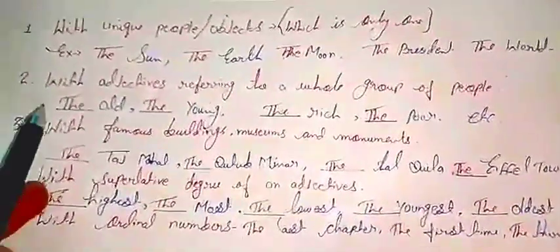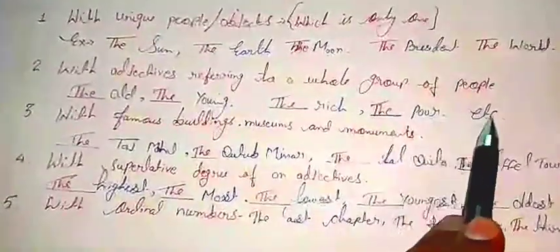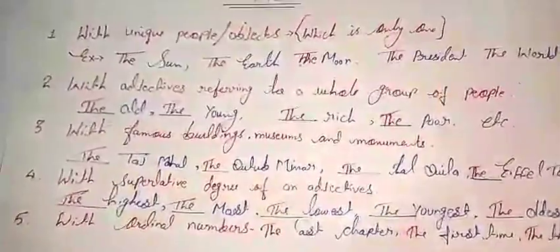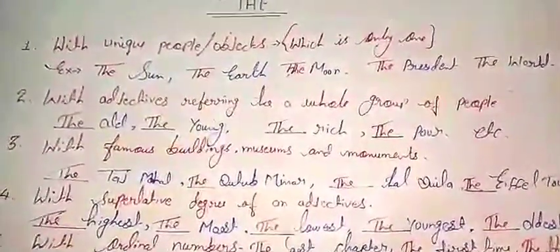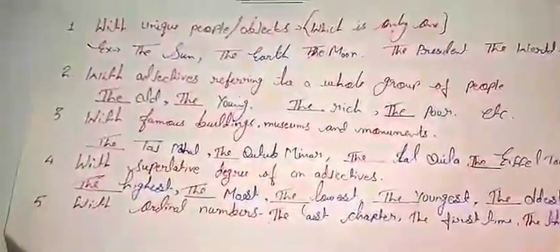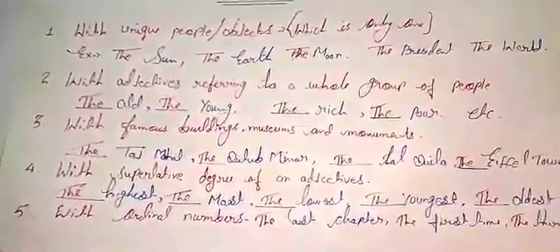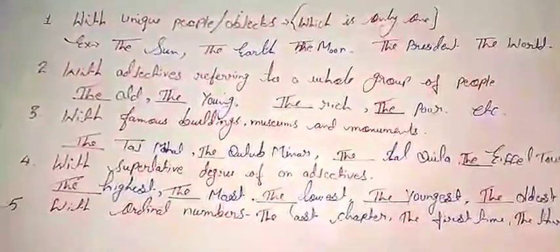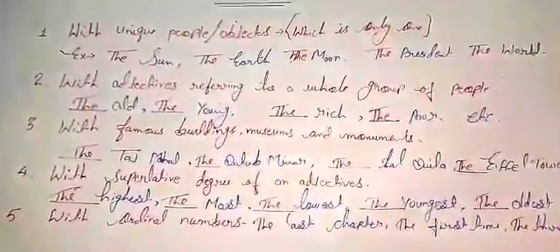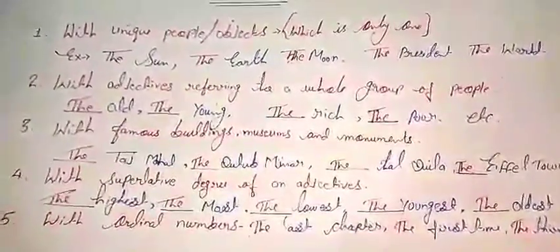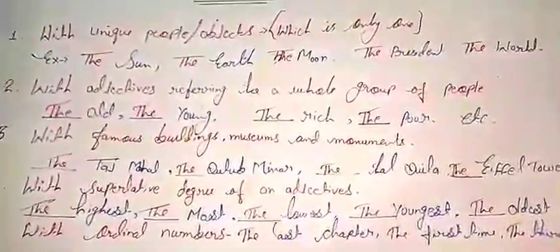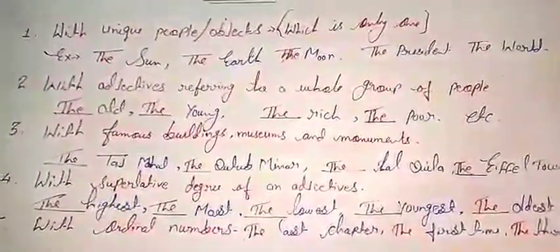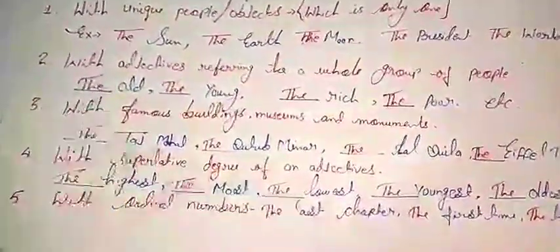Next we are talking about the with adjectives referring to a whole group of people. And this refers to the whole group. Like if I am talking about an adjective like old, this shows the whole old community. It is not indicating only one person. It is talking about all, that old means all the old people or the whole group. Young, it means all the young. Rich, all the young, the rich or the poor. So that's why we are using article the here.